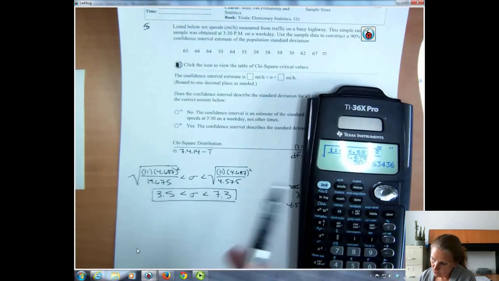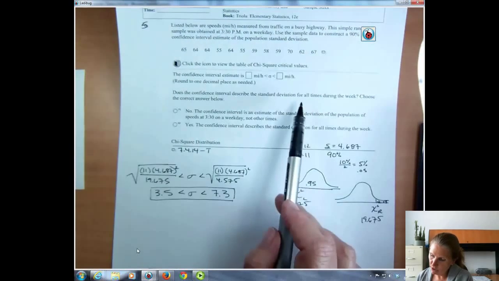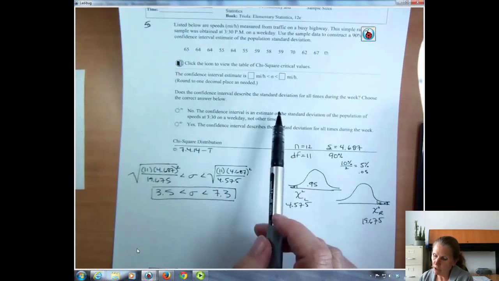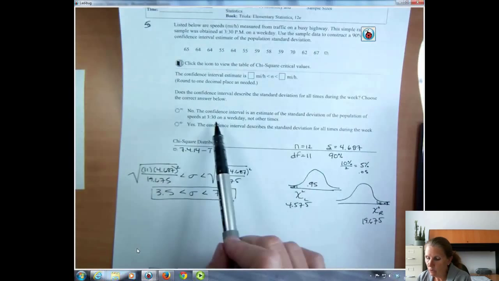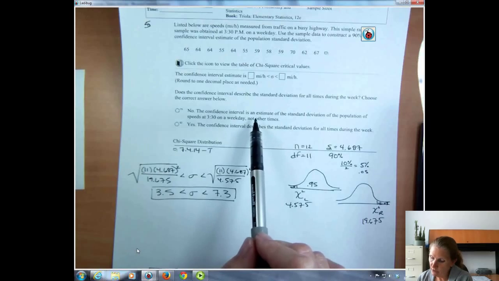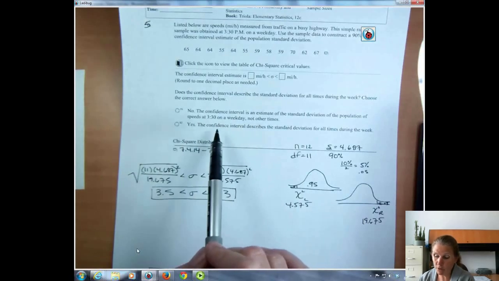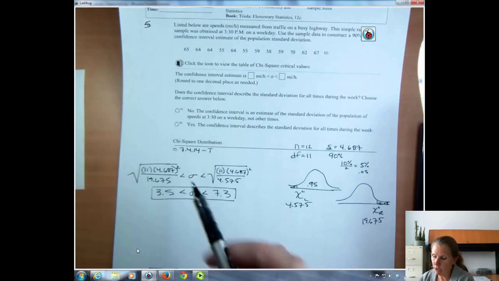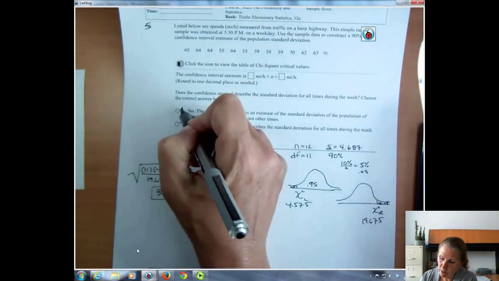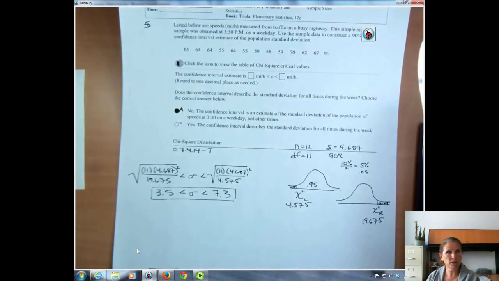Now, the question is, does the confidence interval describe the standard deviation for all times during the week? Well, it's only at 3:30 on a weekday. So that was information that we needed to answer this one, right? The confidence interval is an estimate of the standard deviation of the population of speeds at 3:30 on a weekday, not at other times. Obviously, different times you have different speeds going on. So it's not for every time, it's for that one particular time.